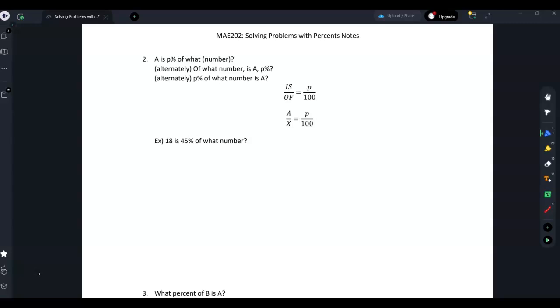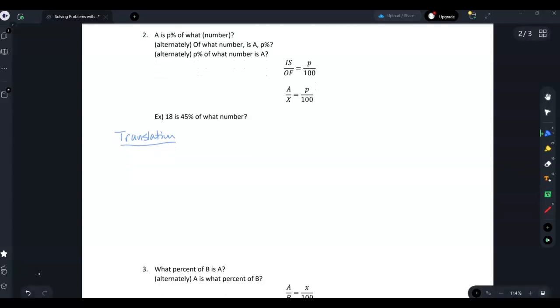But this could be phrased different ways, and that's suggested here. So this is one way, 18 is 45% of what number, but this could be phrased, of what number is 18, 45%, or 45% of what number is 18, right? So they could phrase that slightly differently. So again, I'm going to go through this with both the translation method and the proportion method, and I'm just going to start with translation. No reason for that. That's just how I'm choosing to do it.